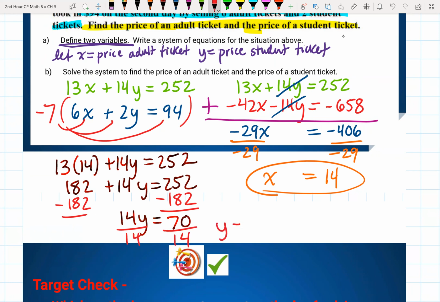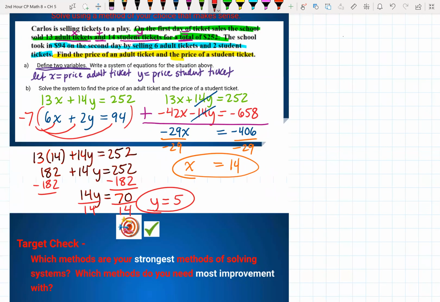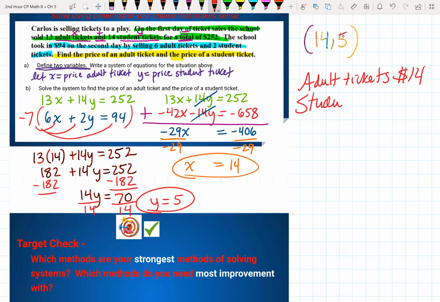Remember, you can always pause this video, go back, rewind, see how we did something, or try it yourself and check your solution. Okay, it looks like we got our solution of (14, 5). And in a sentence, that means adult tickets are $14. Student tickets are $5. Don't forget, if you have time, it's a good idea to check your solution by plugging in 14 for x and 5 for y in each of the original equations.